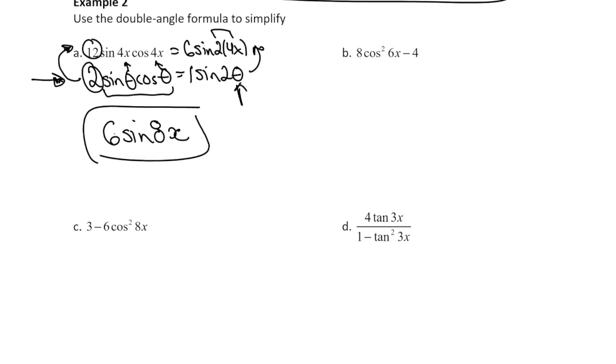It's a strange process. If I was to say what it is, it's basically trying to create some sort of matching game for what we have. Let's take a look at the next example, and let's see what we could do with this one right here. So if you have 8 cosine squared 6x minus 4, we would quickly say, well, that pairs up with 2 cosine squared x minus 1.